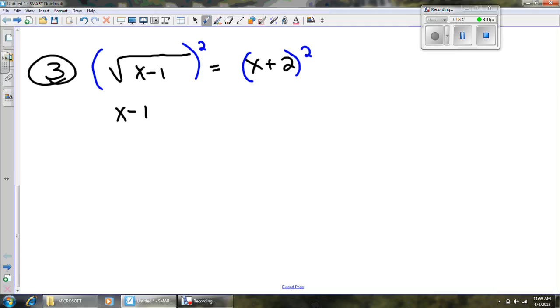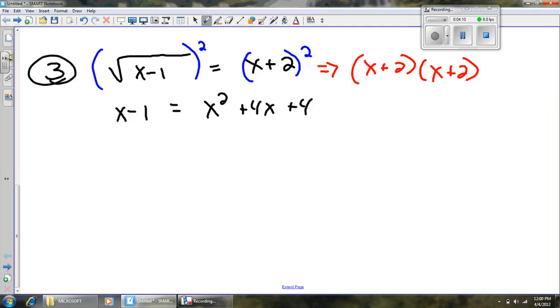I'm going to get an x minus 1 on the left, and on the right, I'm going to get x squared plus 4. Did you catch it? Huh? What's that, Andrew? Yeah, I forgot to FOIL, didn't I? X plus 2, quantity squared, is a FOIL problem. That's the same as quantity of x plus 2 times the quantity of x plus 2, which is a FOIL problem, which ends up being x squared plus 4x plus 4.